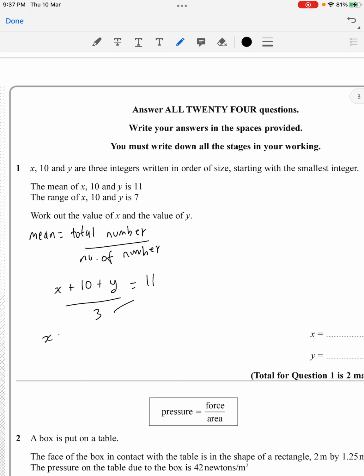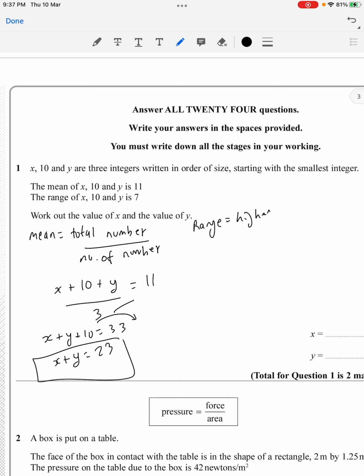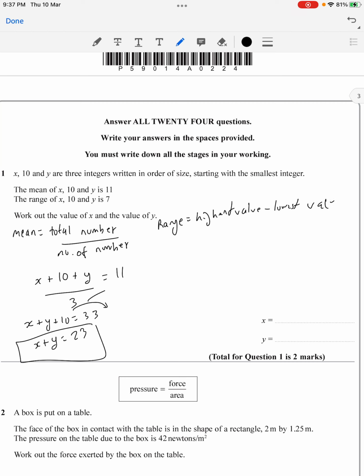So we have x plus y plus 10 is equal to 33. This is normal basic substitution. 33 minus 10 should give us 23, because 10 goes on the other side. So if we have one equation, then we can use the range formula. That is, range is equal to the highest value minus your lowest value. Okay, so range is your highest value minus the lowest value.